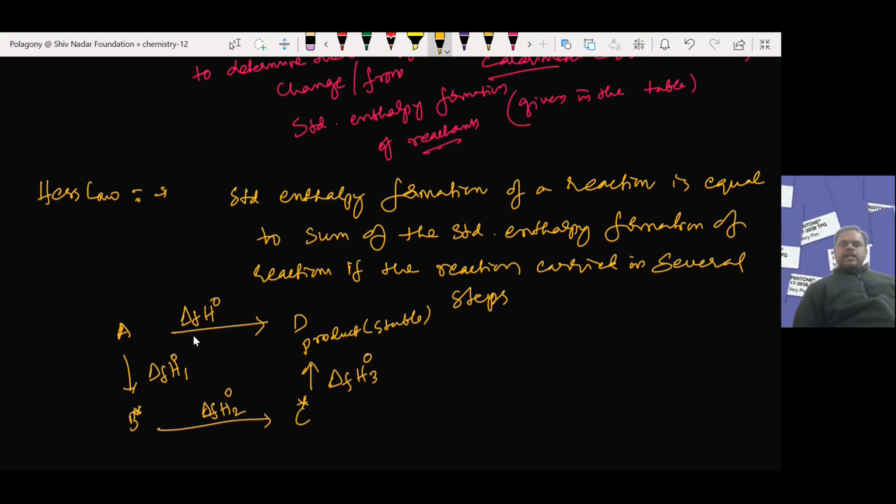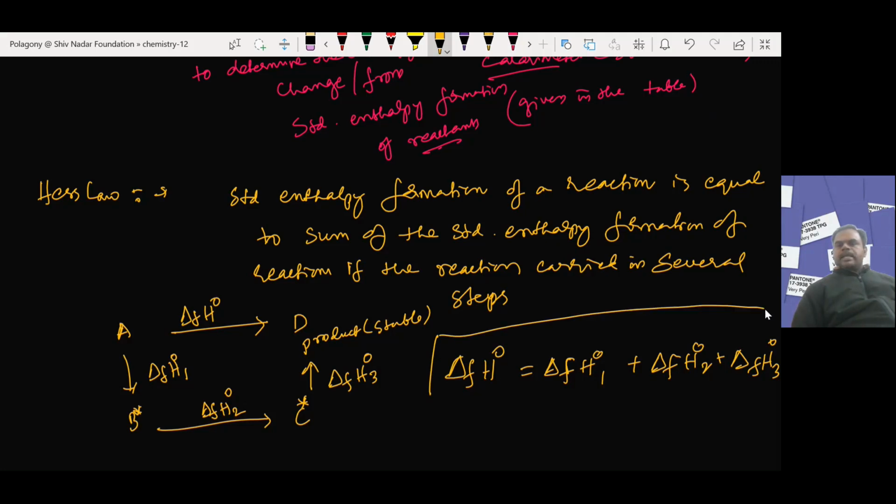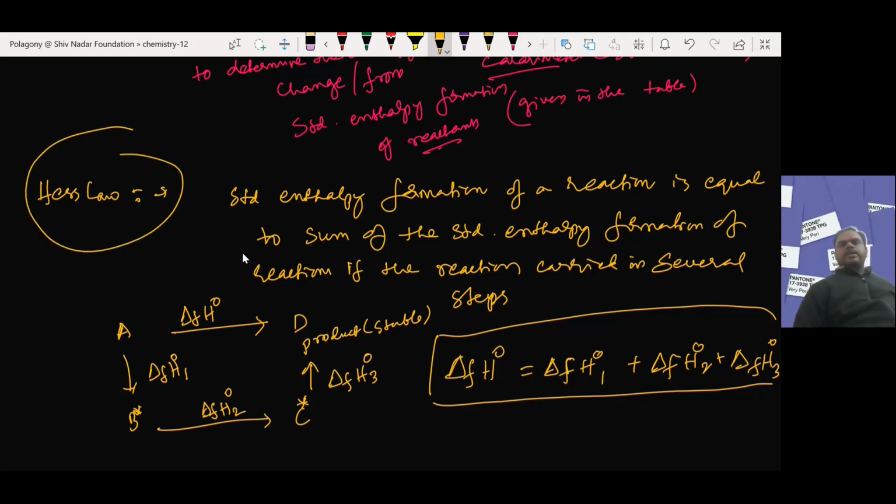That means the standard enthalpy change of the reaction A to D is equal to H1 plus H2 plus H3. If we sum up these enthalpy changes, it is equal to the standard enthalpy change of the reaction taking place in a single step. That means during a chemical reaction, energy changes are constant if the reaction is carried out in multiple steps. The sum of the enthalpy changes of the multiple steps equals the enthalpy change in a single step, which is Hess's law.